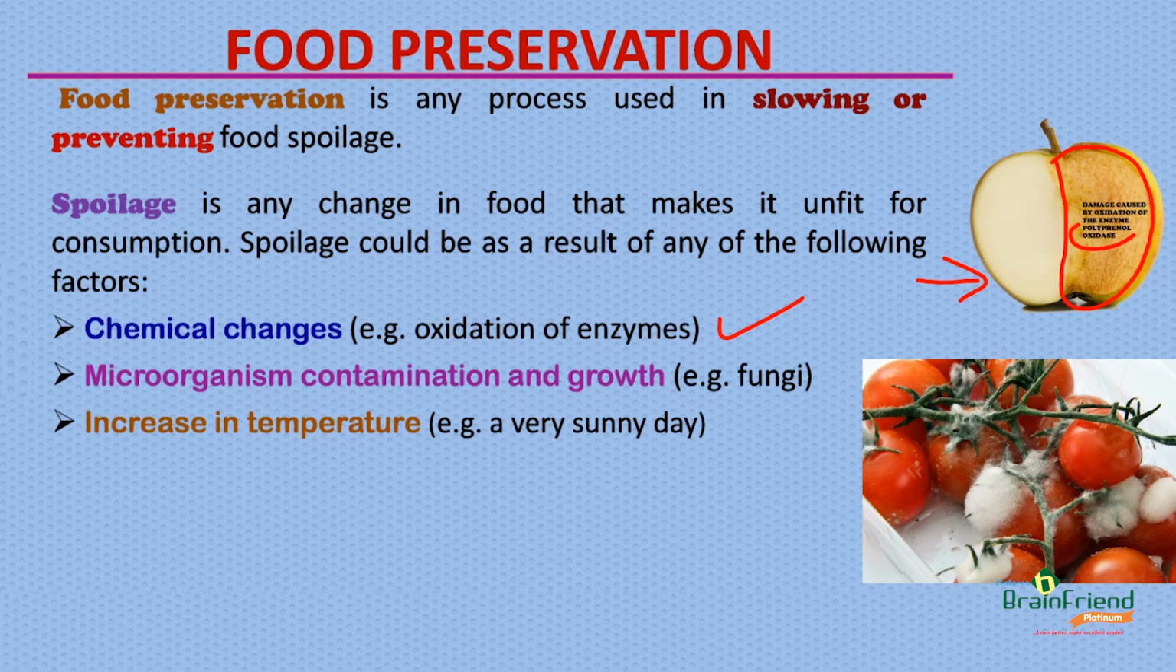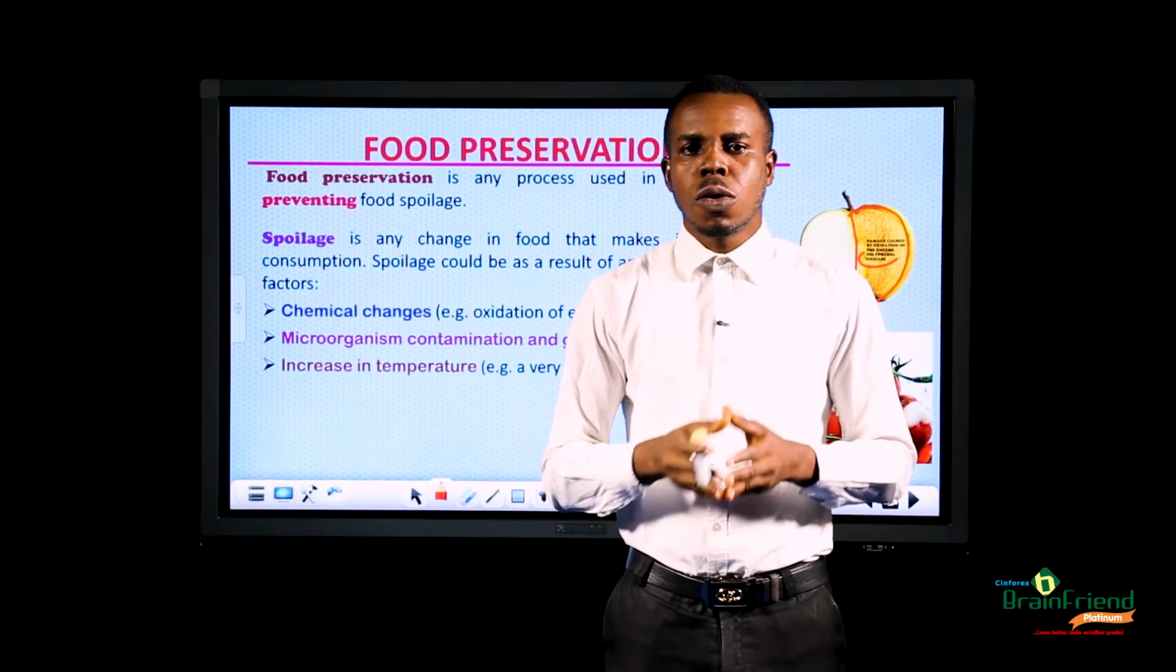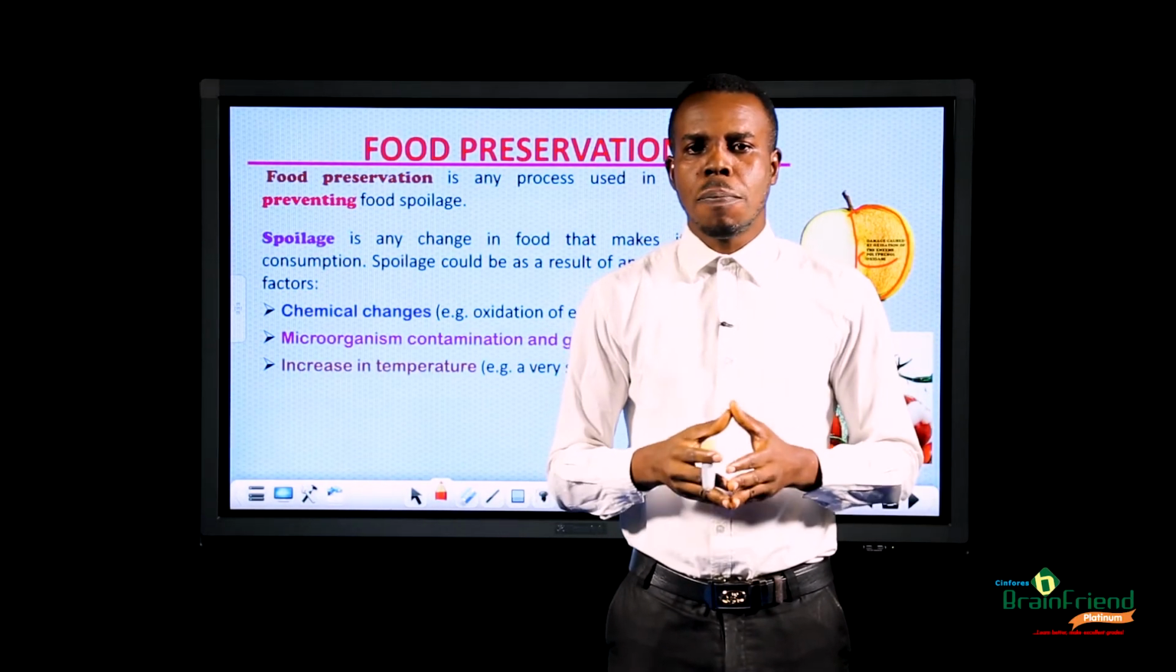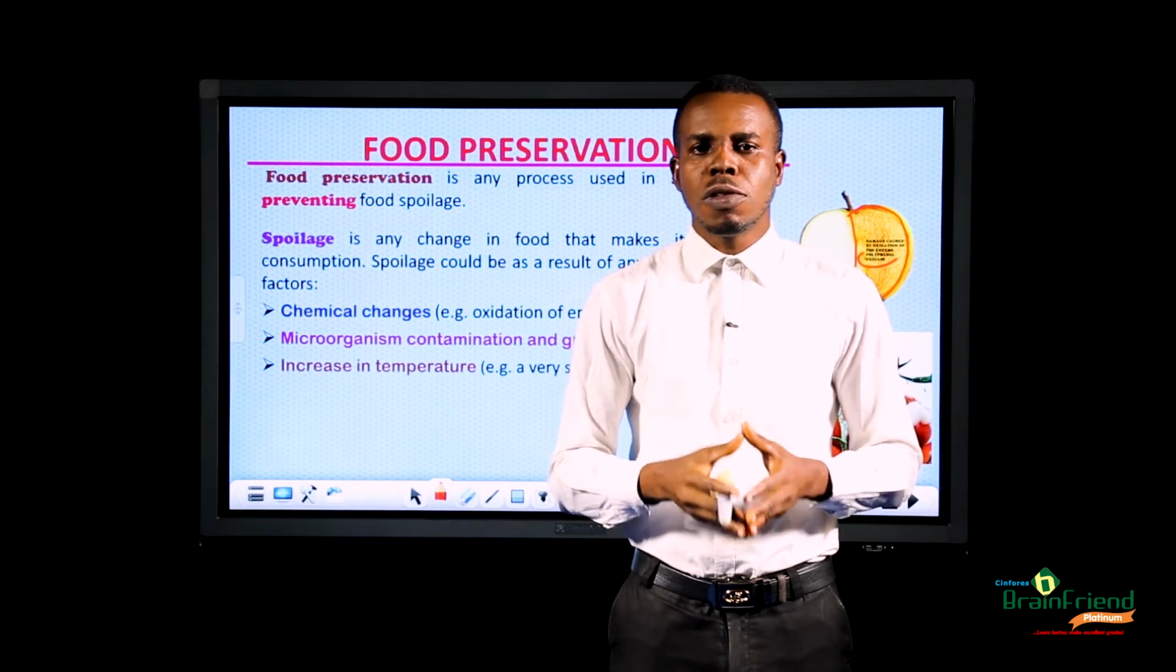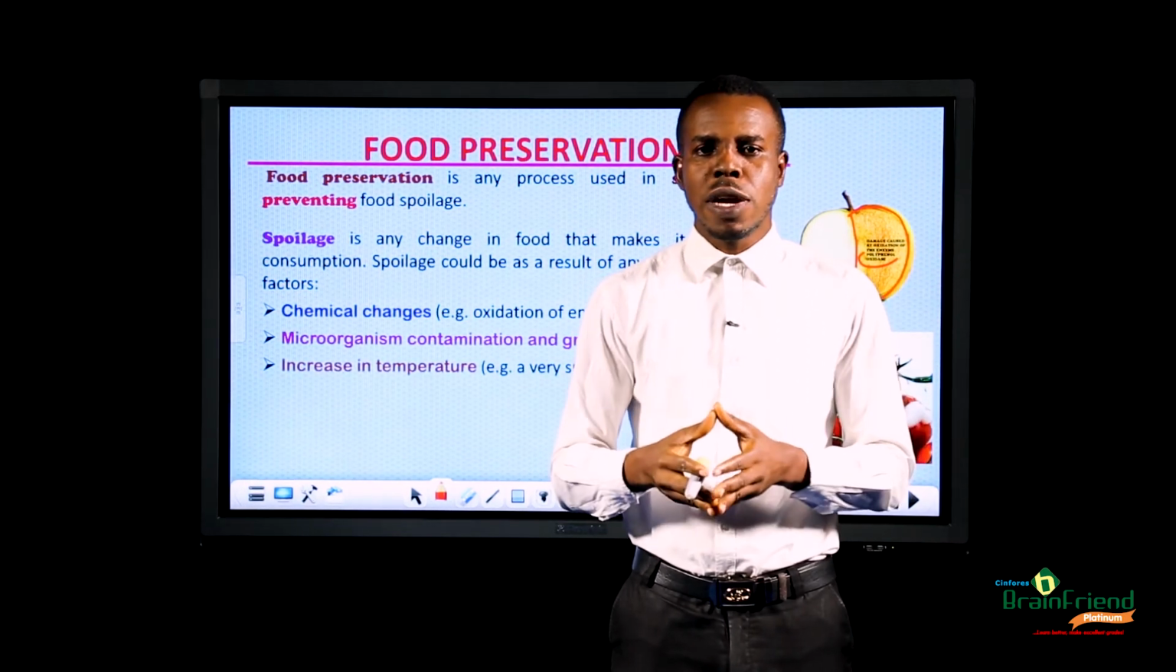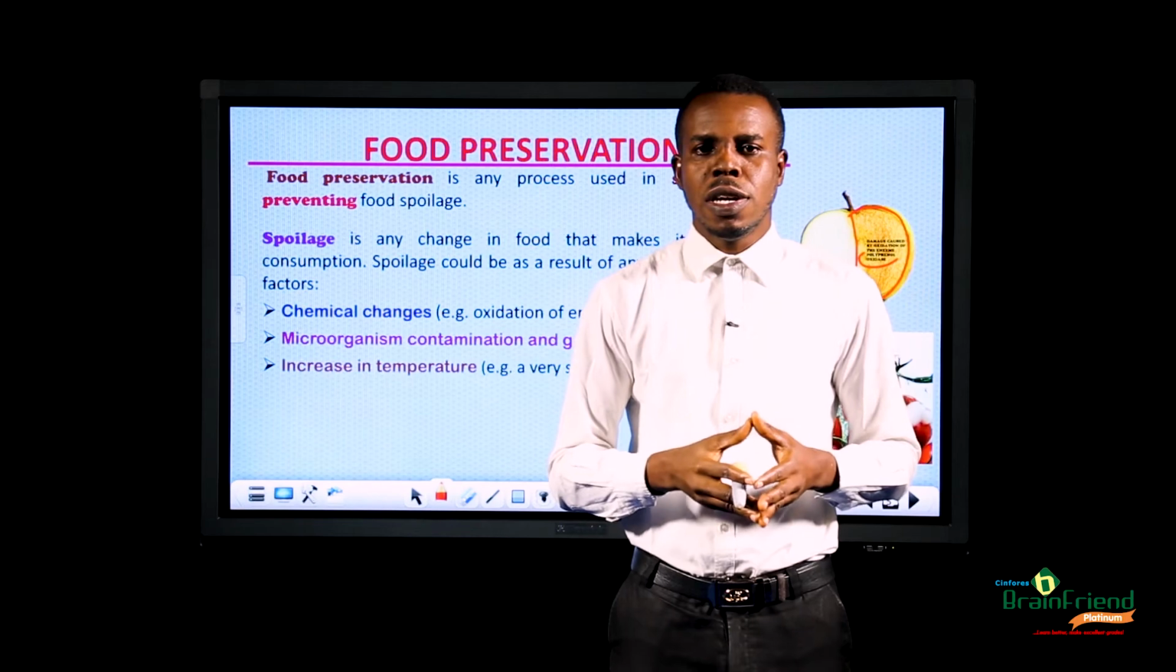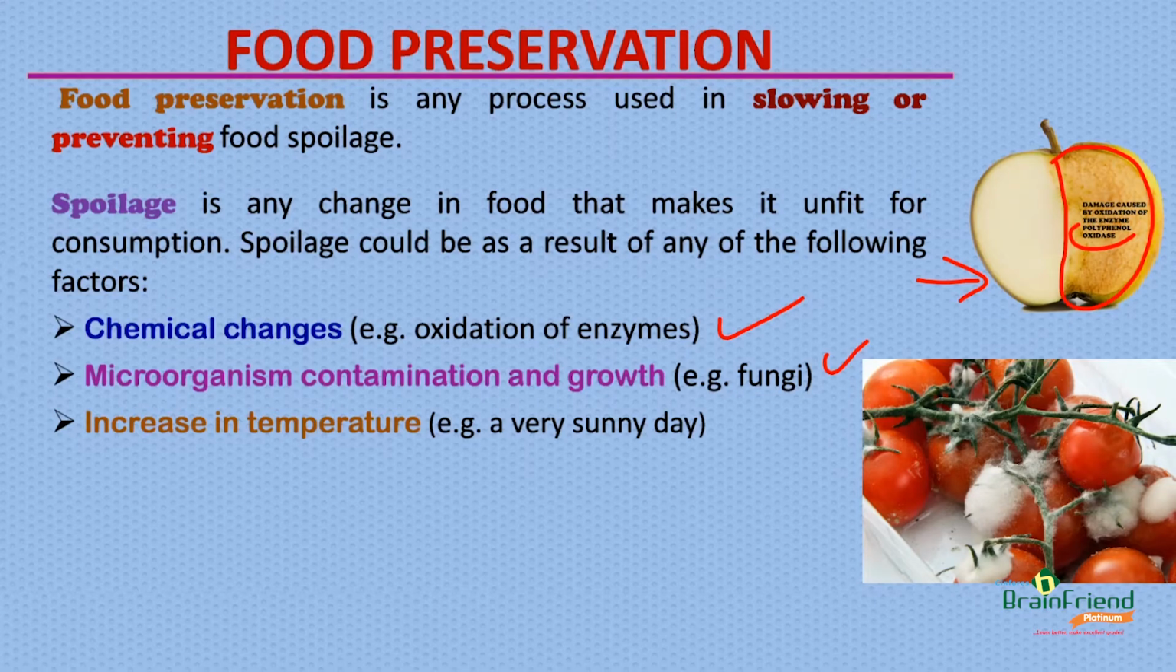Another factor that can cause food spoilage is microorganism contamination and growth. An example is fungi. Microorganisms, when they contaminate agricultural products, multiply and produce acids, enzymes, and waste that can cause food spoilage. A typical example is fungi growth on tomato. A typical example can be seen from this image. Here we can see fungi contaminating various parts of the tomato fruit.